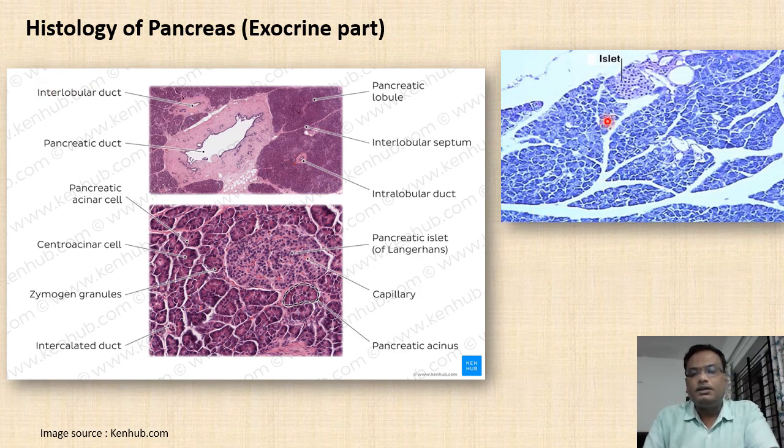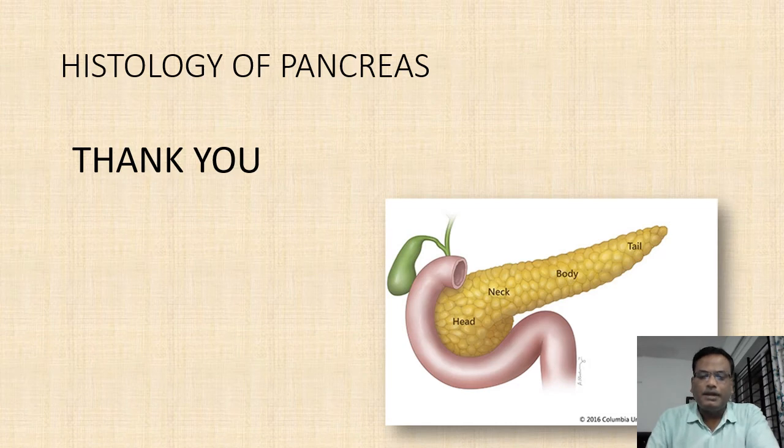Now under the microscope, the section somewhat looks like this, showing the septum. So these are the extended septum part, and here in these parts we find the interlobular ducts. Now that was the topic about the exocrine part of the pancreas. So we studied the histology of pancreas, and we studied the exocrine part of the pancreas.